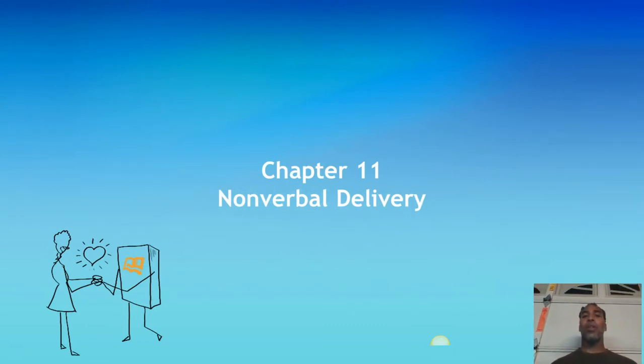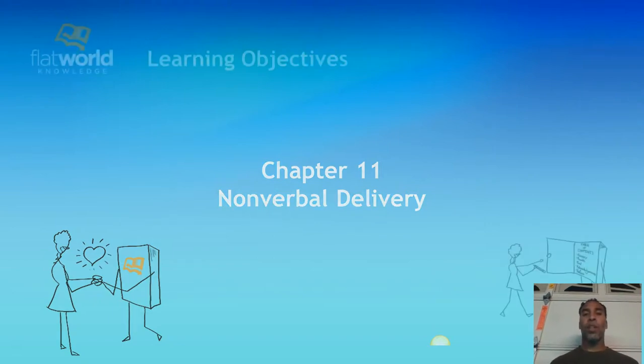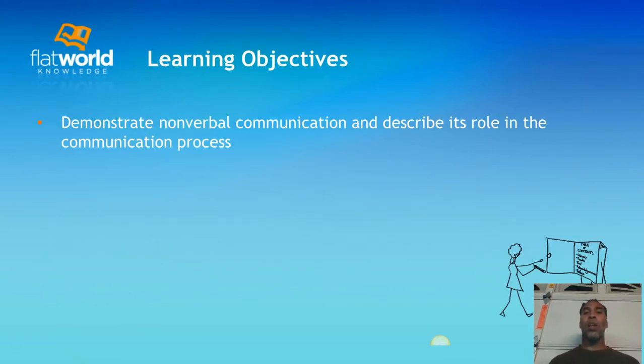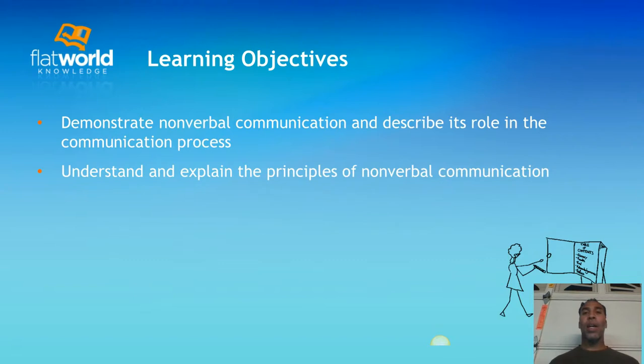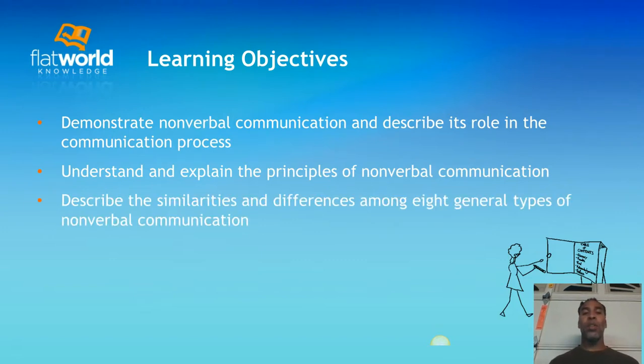Very important to understand nonverbal cues, not just the cues that we learn and understand from direct communication or verbal communication that's delivered toward us. Learning objectives for the chapter: demonstrate nonverbal communication and describe its role in the communication process. It aids verbal communication and sometimes it replaces verbal communication. Understand and explain the principles of nonverbal communication.